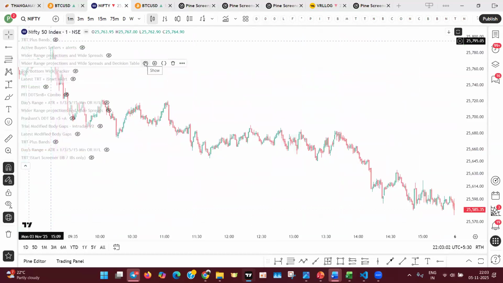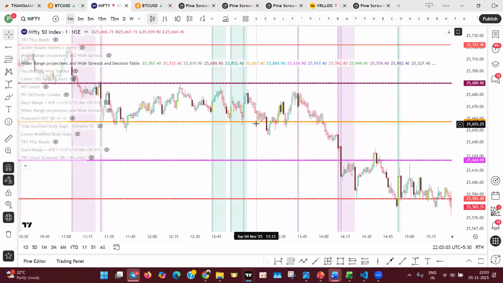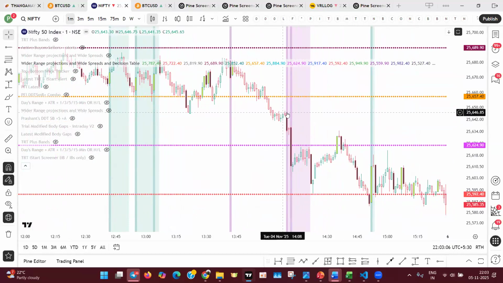But for intraday trading, I use only the candle color PFI. So this is a black candle, which means a downward PFI candle, so a lot of selling pressure. If there is a lot of selling pressure, I will not look for a buying opportunity.